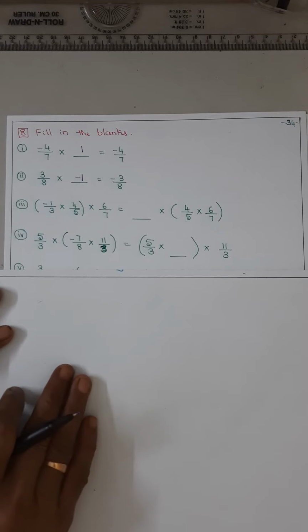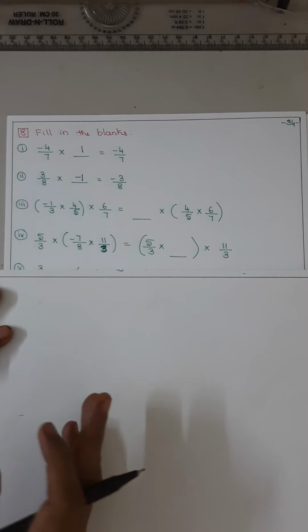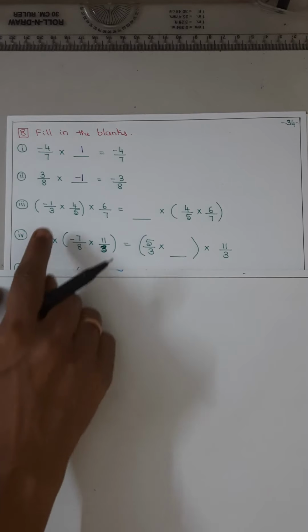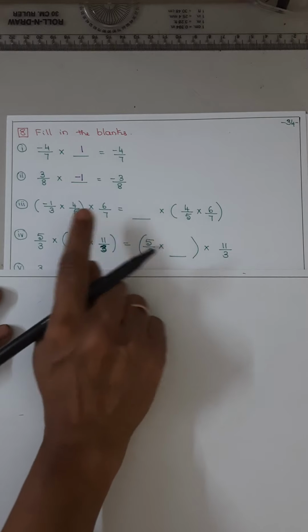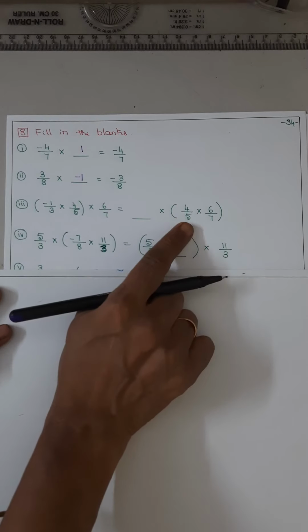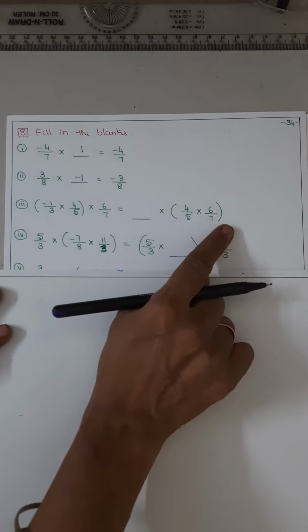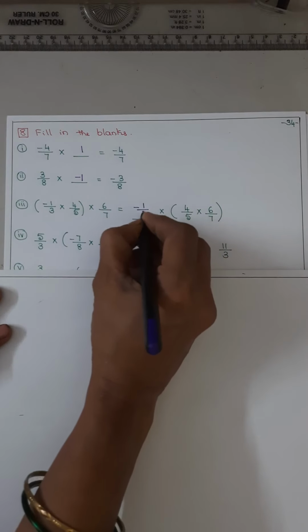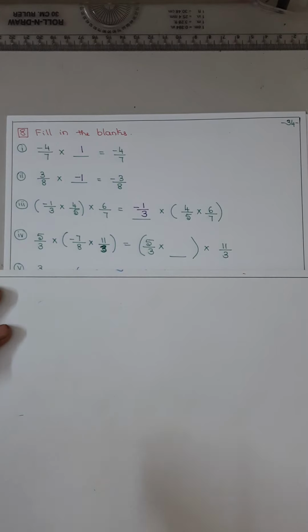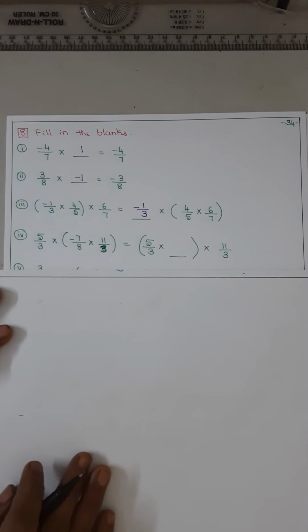Now third, only see the missing number. Minus 1 by 3, here it is not there. 4 by 5, it is there. 6 by 7, it is there. So minus 1 by 3. Multiplication arrangement is different, that's all.